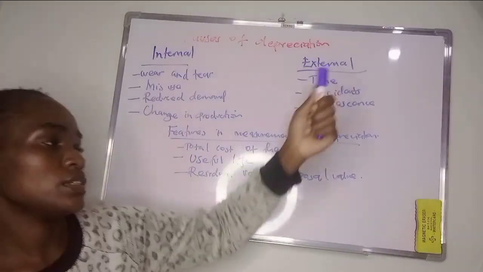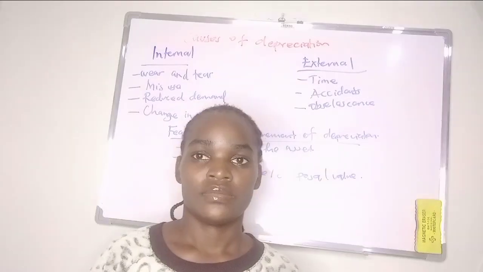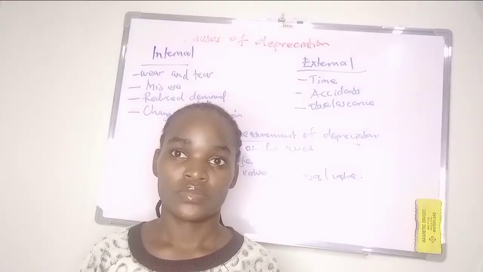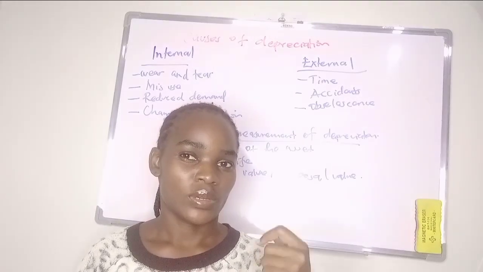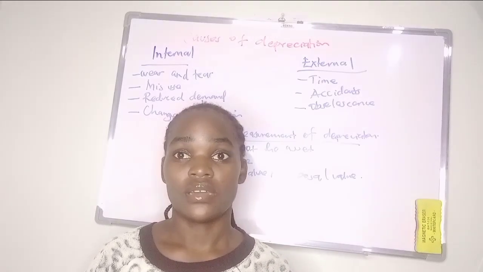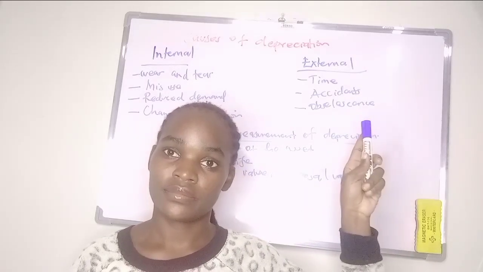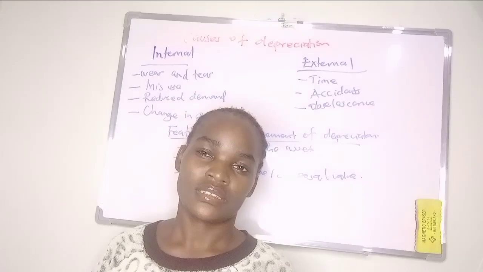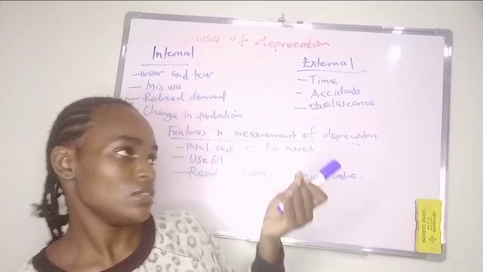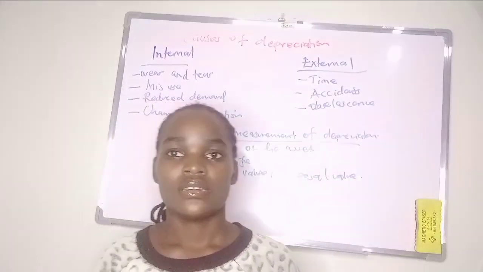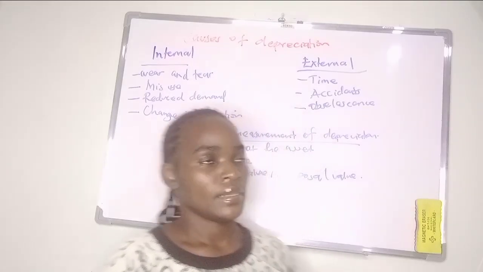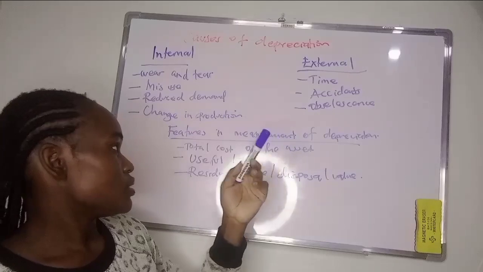Then the external causes, we have things like time. Things lose value with time. Remember, a long time ago, iPhone 6 was a big deal, now it's not. Then accidents. If a car gets an accident, it loses some value. Then obsolescence, it's something like getting outdated. So those are the causes of depreciation.